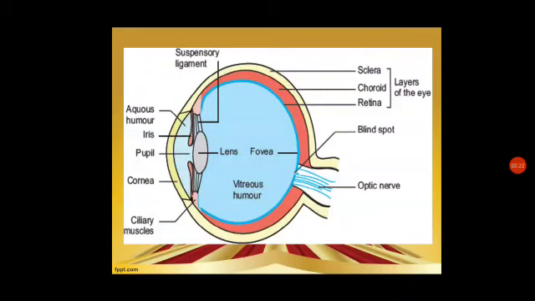In this diagram you can see there are different parts of the eye. Here are the ciliary muscles, which hold the lens. In the center of the lens there is a pupil, and the colored part of the eye which we can see from the front is called the iris, and the front layer is called the cornea. Behind the eye there is a retina, on which the images are formed, and then there is the optic nerve. The optic nerve takes the messages to the brain so that we can see.